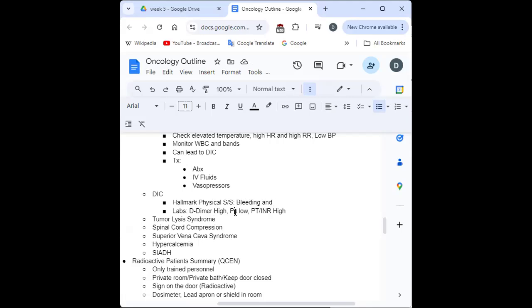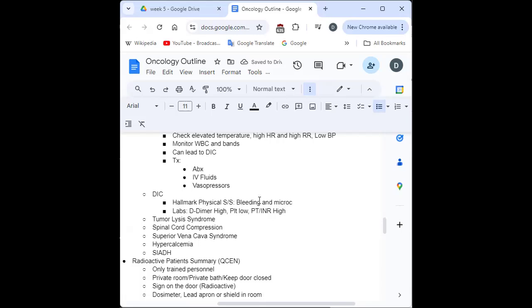It kind of makes sense, right? If everything is being used up, that's because there are what? If all of your clotting factors are used up, there must be presence of micro something with C.